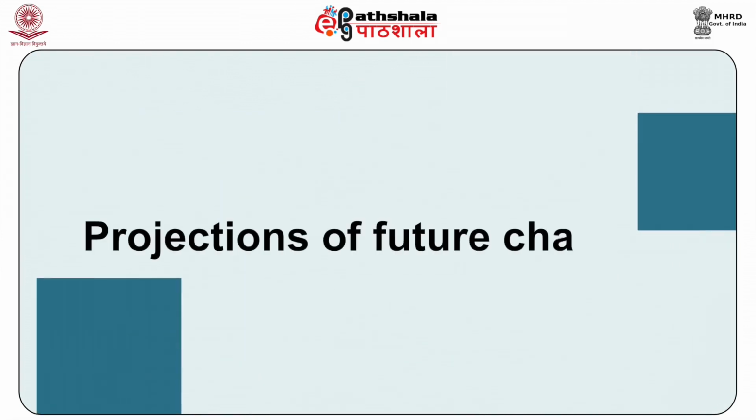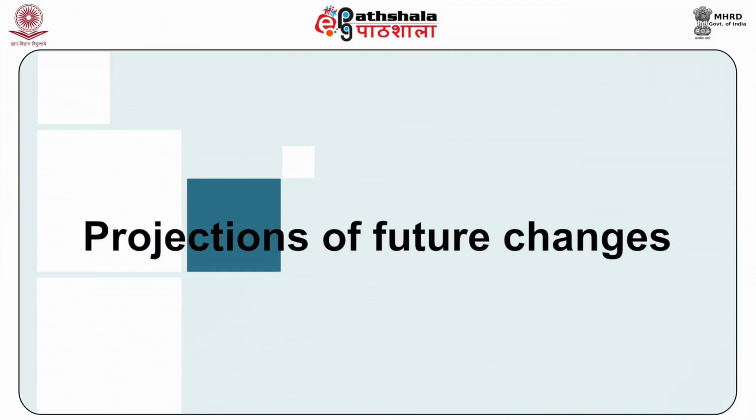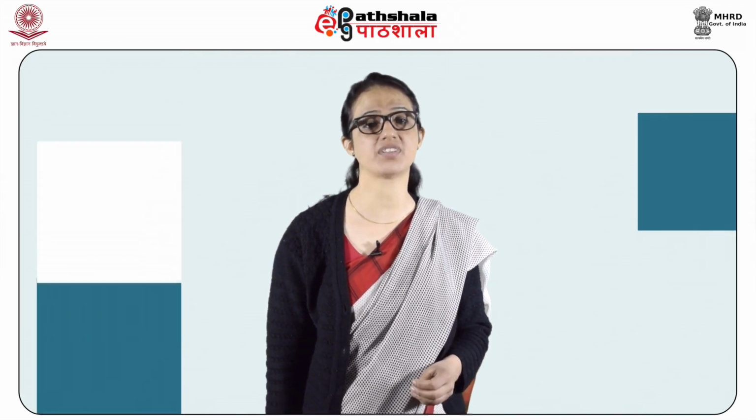Let us now discuss the projections of future changes. Various modeling exercises have revealed that if the release of carbon dioxide continues at current levels or trends, the average pH of oceans will drop to 7.8 by the end of this century, which corresponds to 0.5 units below the pre-industrial level. For several millions of years, this pH level has never been experienced.